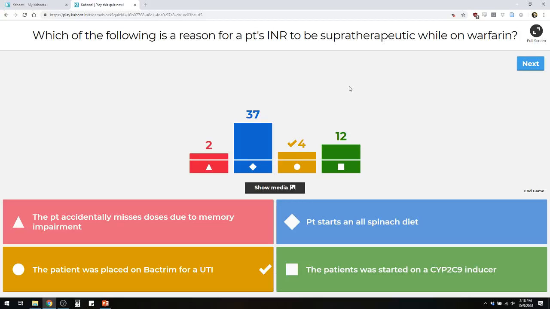So if the patient is placed on Bactrim for UTI, Bactrim does what? Inhibits CYP2C9, which is the big one. What's the other thing? Disrupts the gut flora, right? Remember the vitamin K, it's very important you have your gut flora able to help you process that so you can absorb it, okay? Again, gut bacteria is a big source of that vitamin K. If you disrupt that, that also can lead the INR to go up, okay? Good.